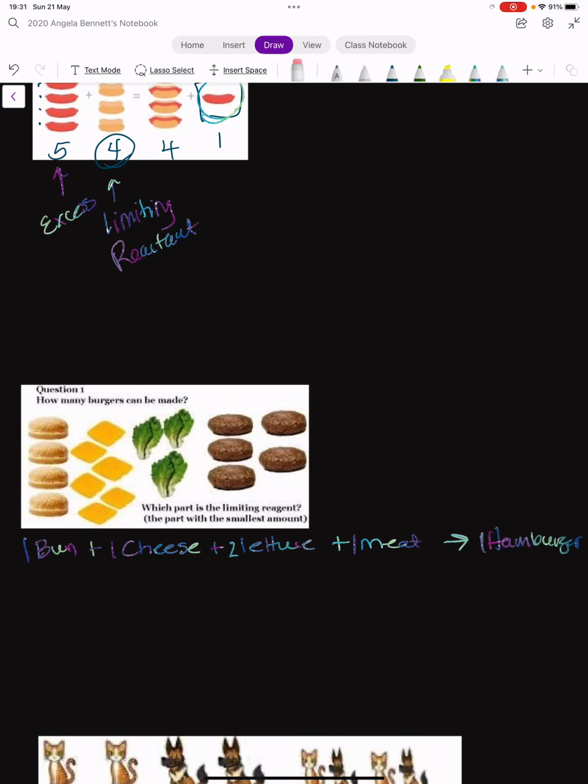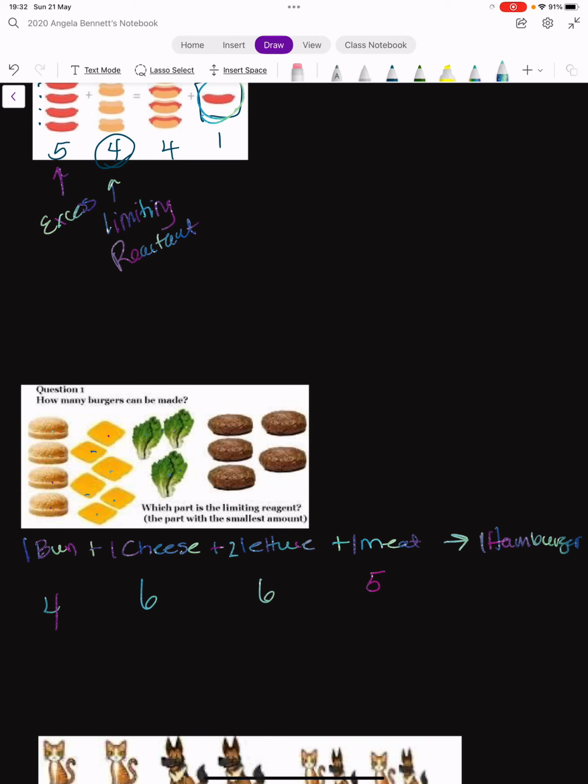So with that being said, let's go count. We have 1, 2, 3, 4. We have 4 buns. We have 1, 2, 3, 4, 5, 6 pieces of cheese. We have 1, 2, 3, 4, 5, 6 pieces of lettuce. And we have 5 pieces of meat. All right, so the question is, how many hamburgers can I make?